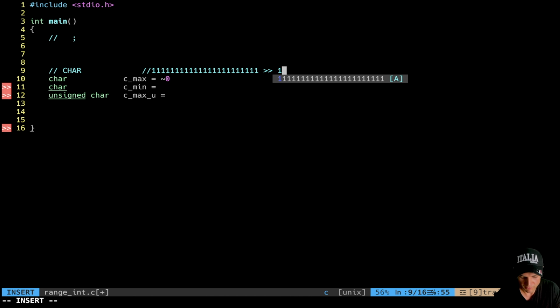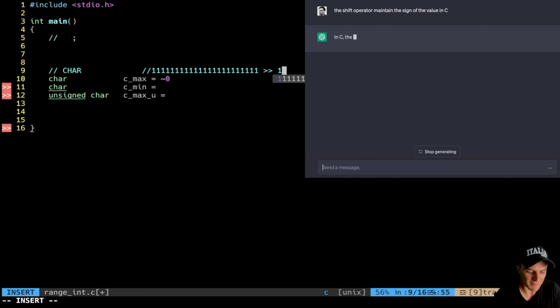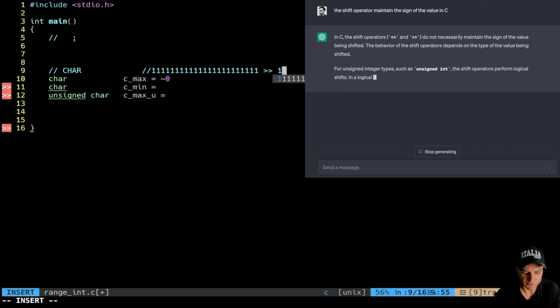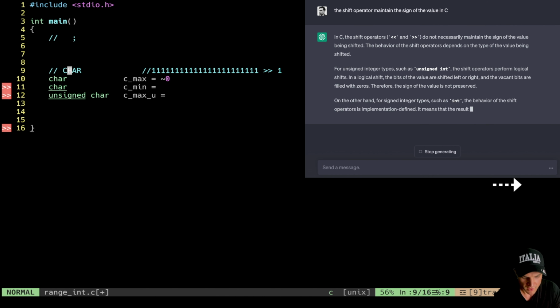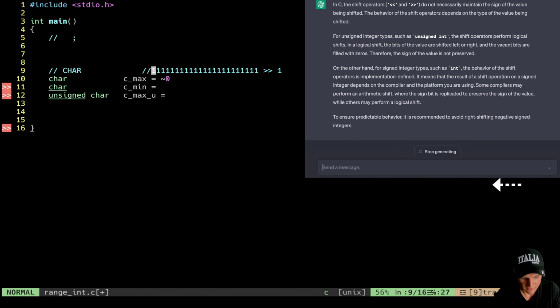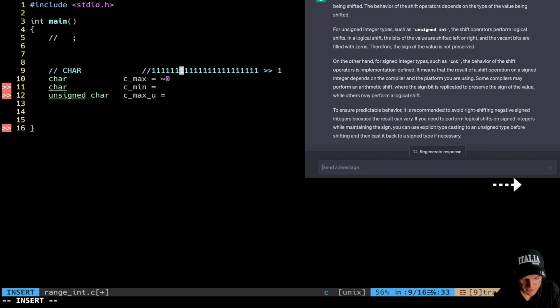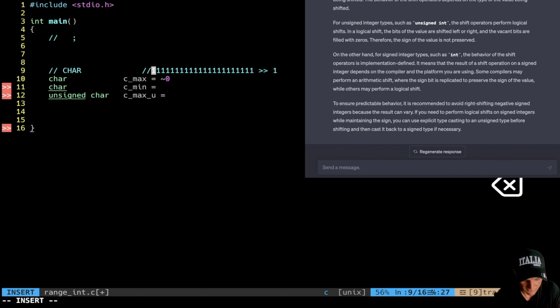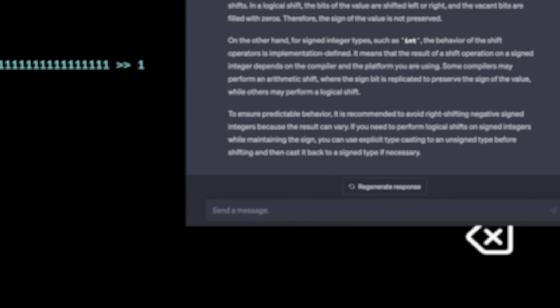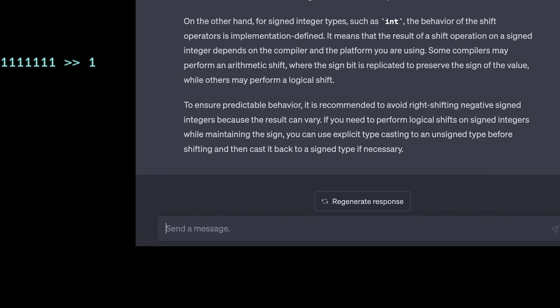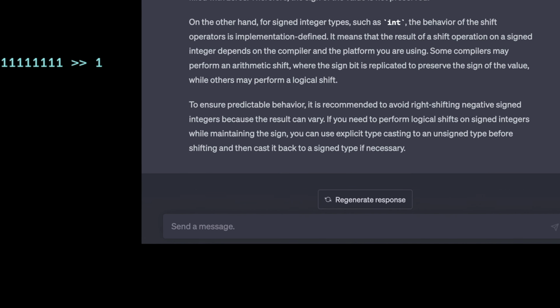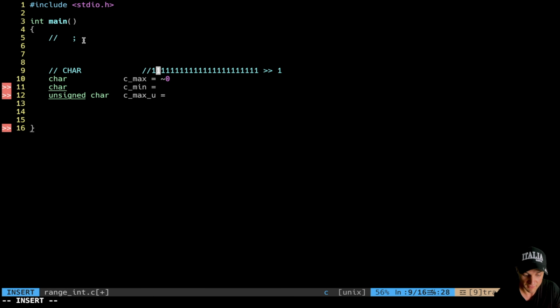Now, there is one problem here: the shift operator maintains the sign of the value. And as you can see, this is negative. So in my case, if I shift, everyone here is going to shift, but here I won't have a 0 as I want, I'm going to have another 1. If you want to understand this point, just search logical shift versus arithmetic shift.